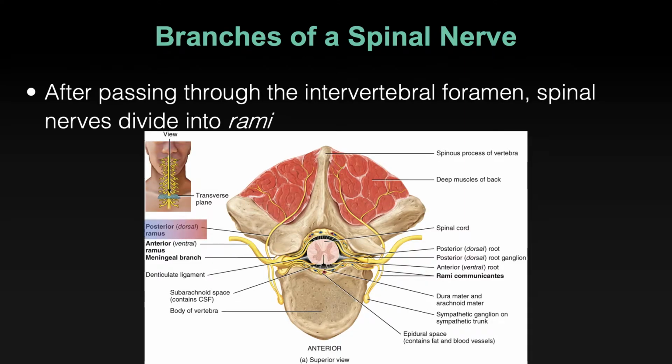One of the branches is the posterior ramus. Rami is plural, ramus is singular. And the posterior ramus is very small. And it's small because it has a very limited series of tasks or jobs. All it does is pass over part of the bone of the vertebra into the muscles of the spine. And it innervates the muscles of the spinal column. It receives information from those muscles, and that's all it does.